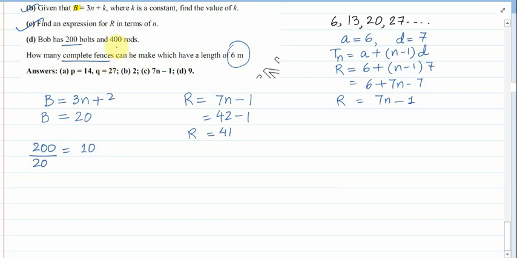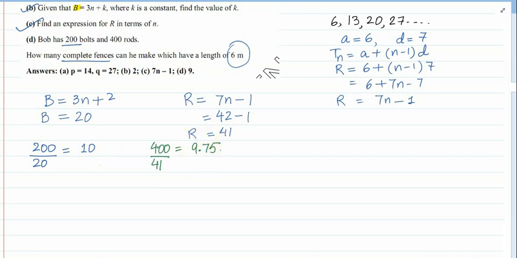But I need to check the number of rods as well, so that will be 400 divided by 41. Now 400 divided by 41, the value is 9.75. Now you need to understand it very carefully. Bob has enough bolts that he can make 10 complete fences, but he does not have enough rods to make 10 complete fences.